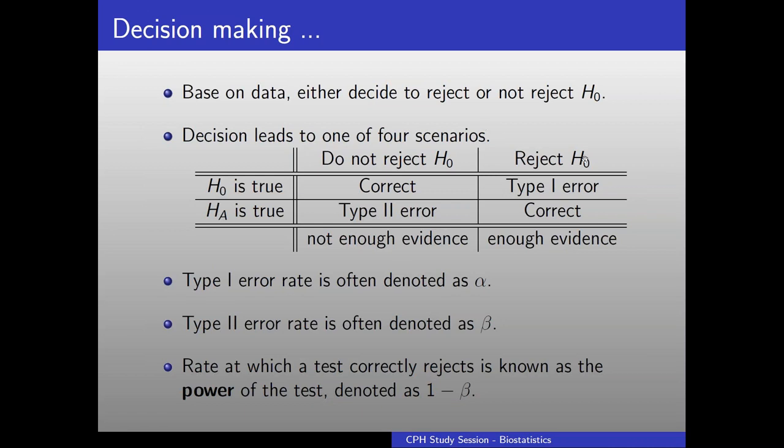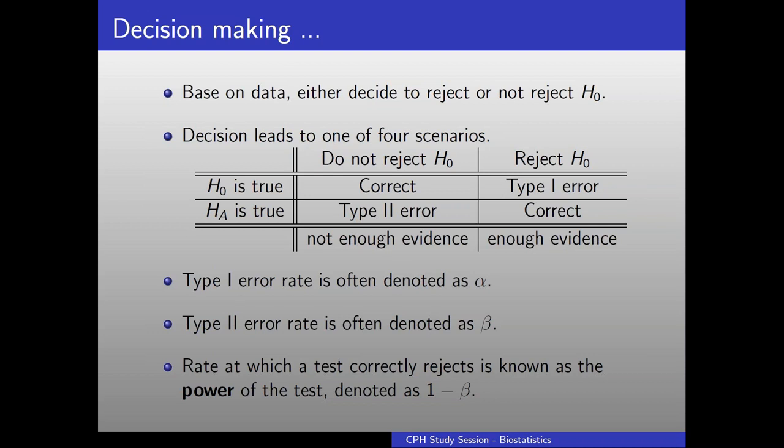When we reject and the alternative is true, we've made a correct decision. No harm, no foul. However, when we reject, but the null hypothesis happens to be true, we've made an error. We've made an incorrect decision. That incorrect decision is called a type 1 error. And we usually denote the type 1 error rate, the rate at which type 1 error occurs, as alpha, Greek letter alpha.